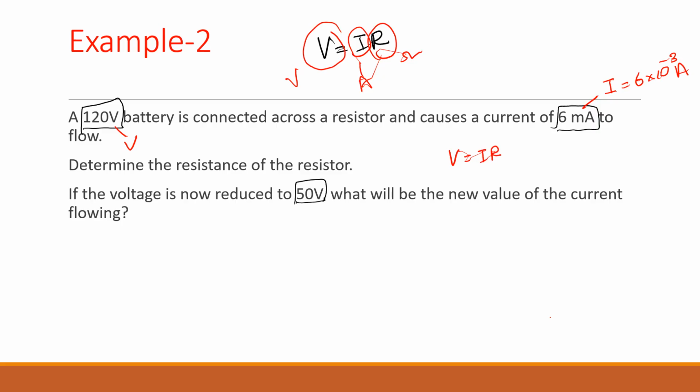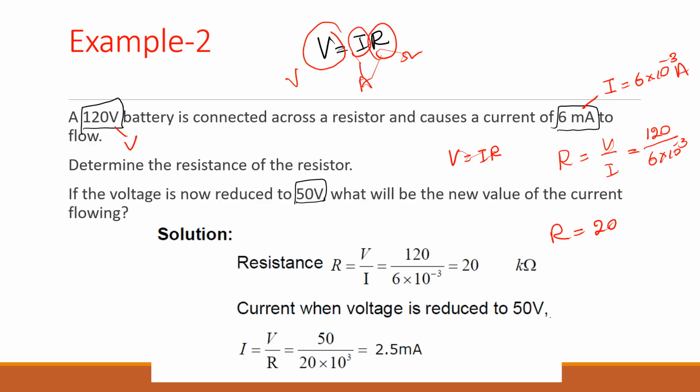They are asking us to find the resistance, so the resistance is equal to voltage divided by the current. The voltage is given to us, which is 120. We divide that by 6 times 10 to the negative 3. So we get the resistance. Let me check the number. 120 divided by 6 is 20K, or we can say 20 kilo ohms.